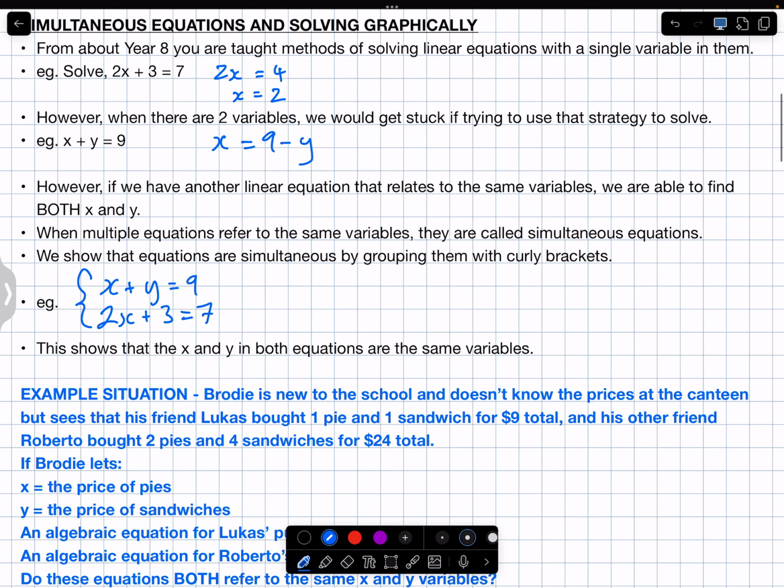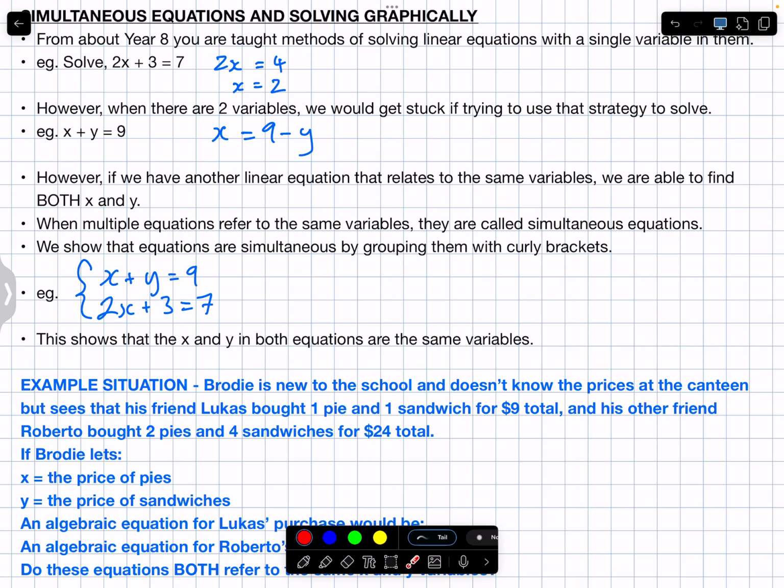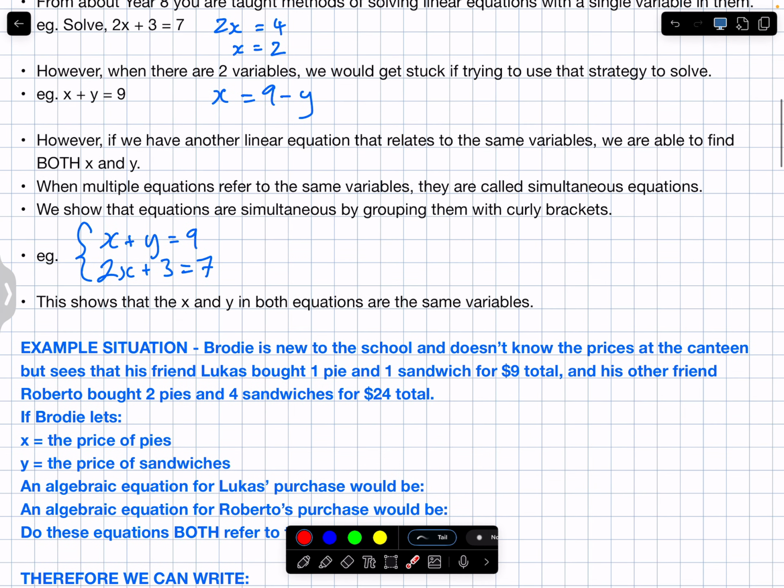However, if you have another linear equation that relates to the same variables, we're able to find both x and y. That's why they're called simultaneous. Because if I'm doing something simultaneously, what does that mean? Same time. If we're talking simultaneously, we're talking at the same time, yeah? When multiple equations refer to the same variable, they're called simultaneous equations.